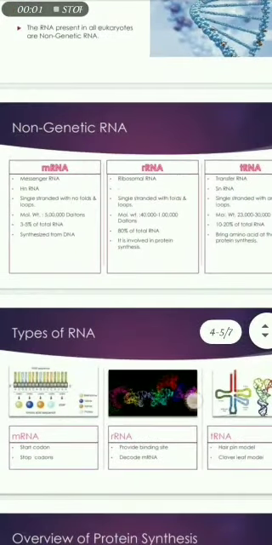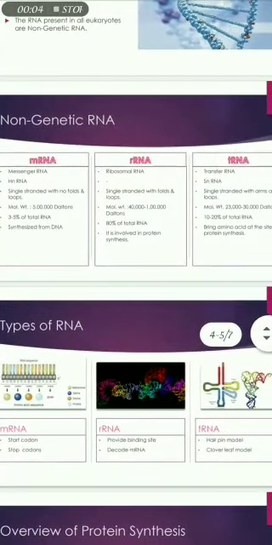Messenger RNA constitutes 3 to 5% of the total RNA, whereas ribosomal RNA constitutes 80% of the total RNA and transfer RNA possesses 10 to 20% of total RNA, which means that the amount of ribosomal RNA is maximum, whereas the amount of messenger RNA is minimum. From the molecular weight, we can conclude that messenger RNA is the largest kind of RNA, whereas transfer RNA is the smallest type of RNA.